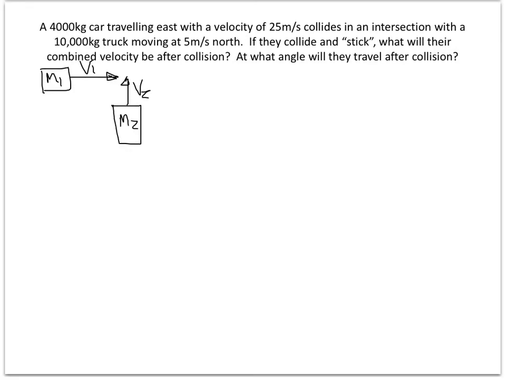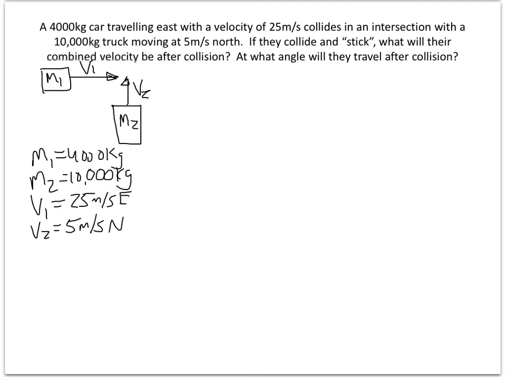So we'll list out our variables. And the first thing that we have to do is calculate the total momentum of the system before. Now, since this is in two dimensions, we have to calculate the total x momentum and the total y momentum before the collision, because due to the conservation of momentum, the x momentum has to be conserved before and after, and the y momentum has to be conserved before and after.